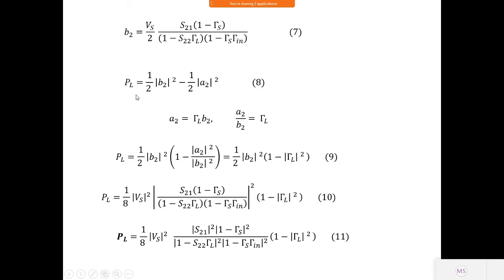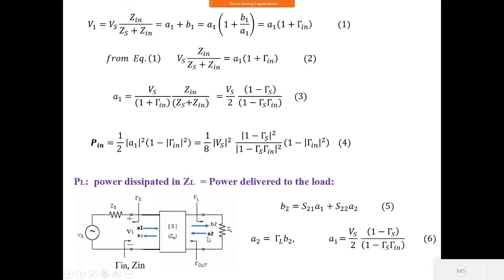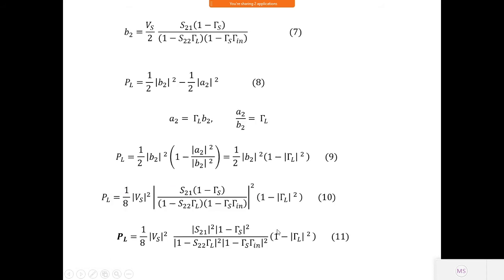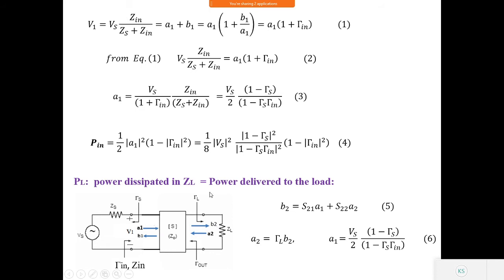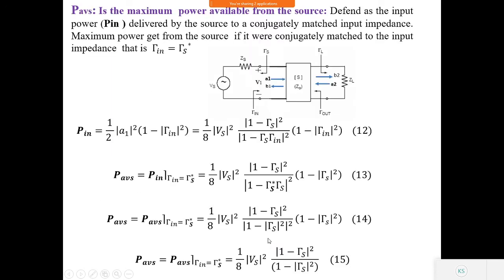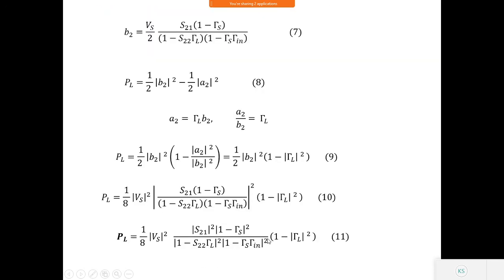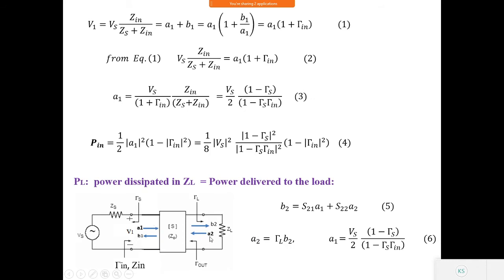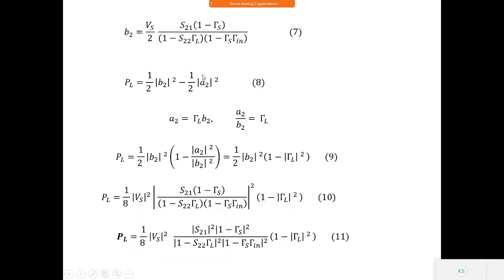Now the power PL, the power delivered here, is given by the power in this wave, that is half times the magnitude of B2 squared, minus the power in the reflected wave. What is the power in A2? That is half times the magnitude of A2 squared. So the power in the incident wave B2 minus the power in the reflected wave A2.